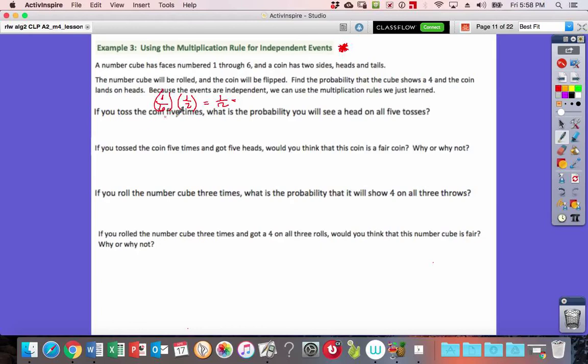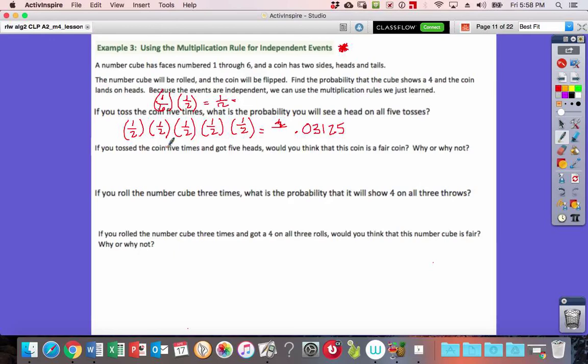Okay, if you toss the coin 5 times, what's the probability you will see a head on all 5 tosses? Well, I toss it the first time and I get 1 out of 2. Now the next event has nothing to do with the first one. It's completely independent. And I'm going to toss it 5 times. 2 to the 5th would be 32, so that's 1 over 32. I'm going to get my calculator out on this one. It's going to be 0.03125.